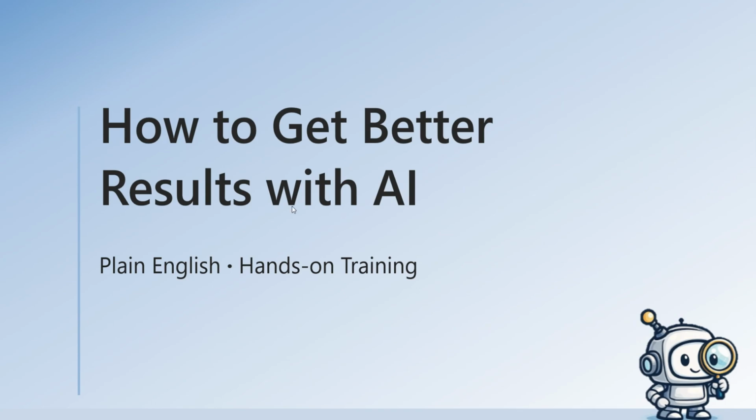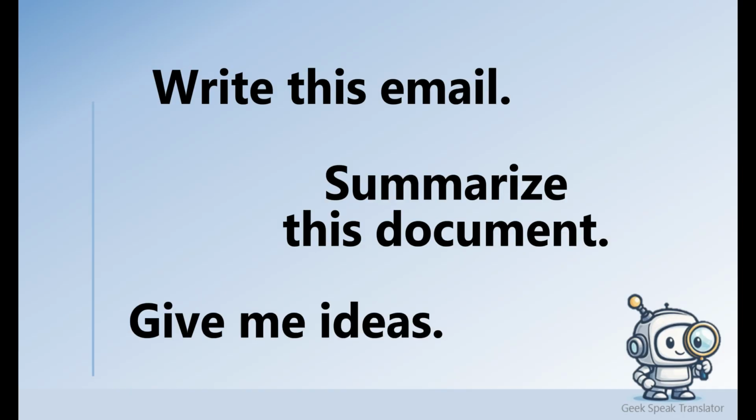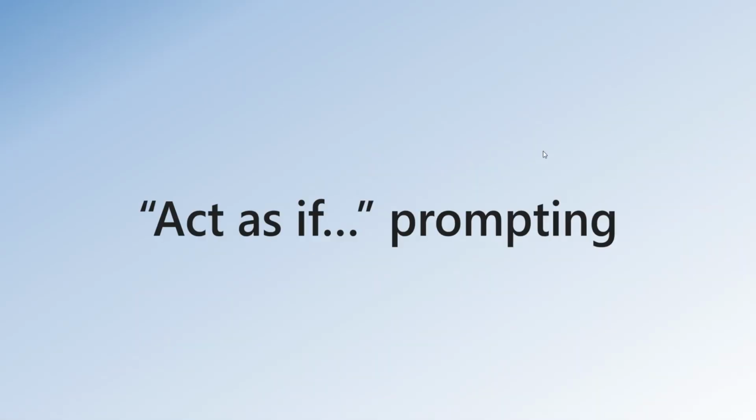Most people use AI by asking it to complete a task. Write this email, summarize this document, or give me ideas. That works, but one of the easiest ways to get better results is to tell AI what role you want it to play before it answers. This is called act as if prompting.